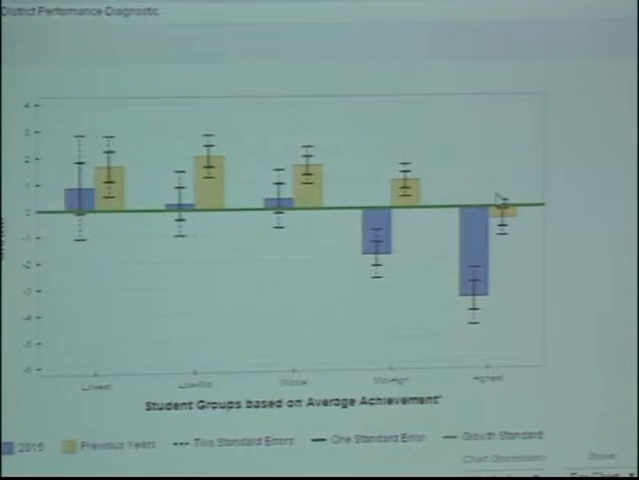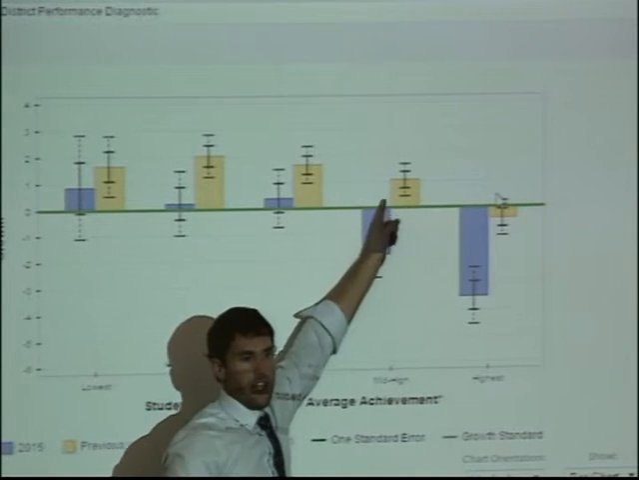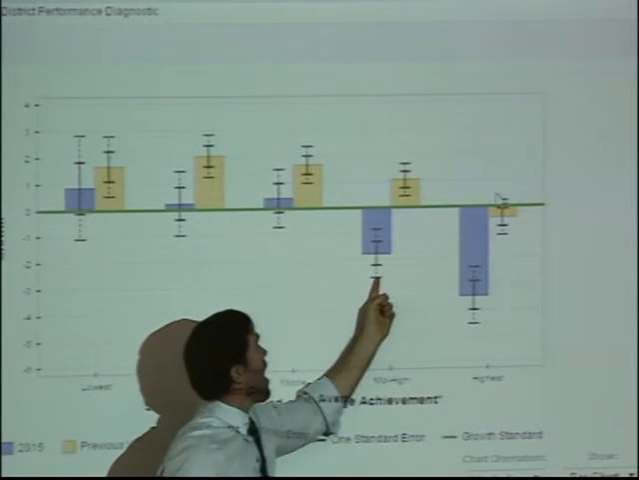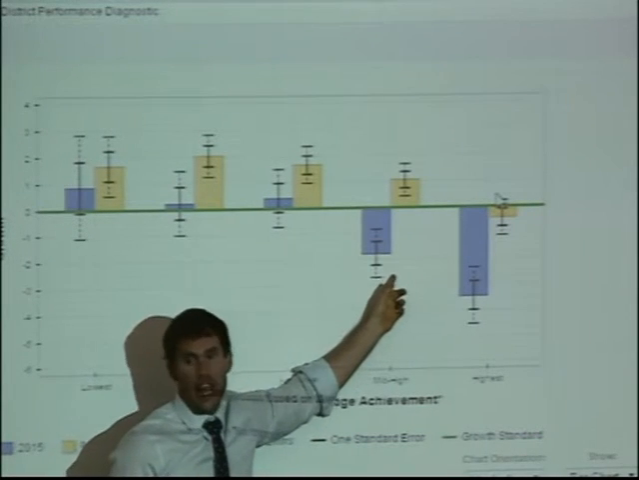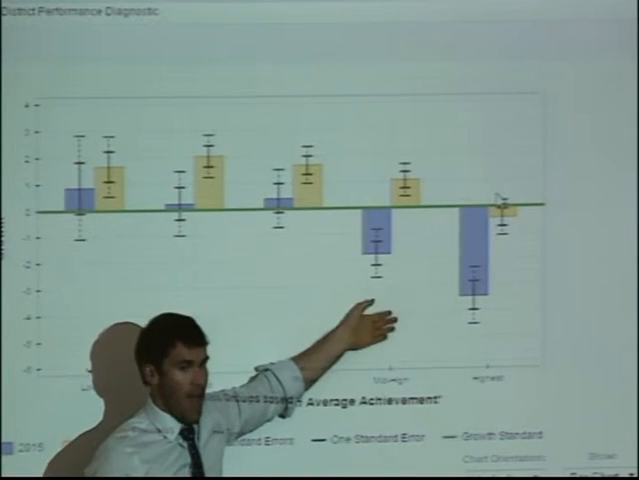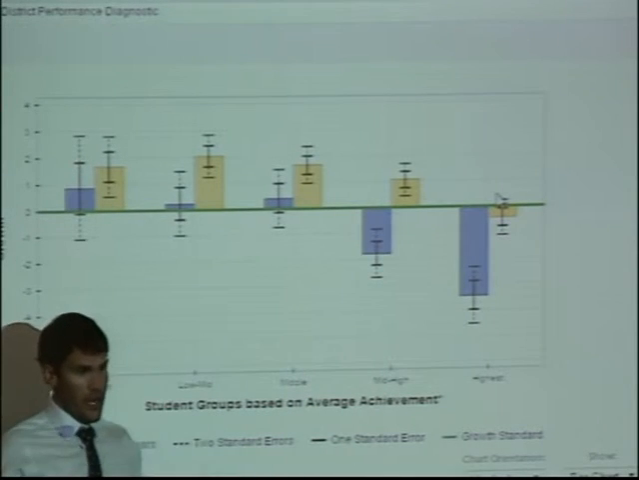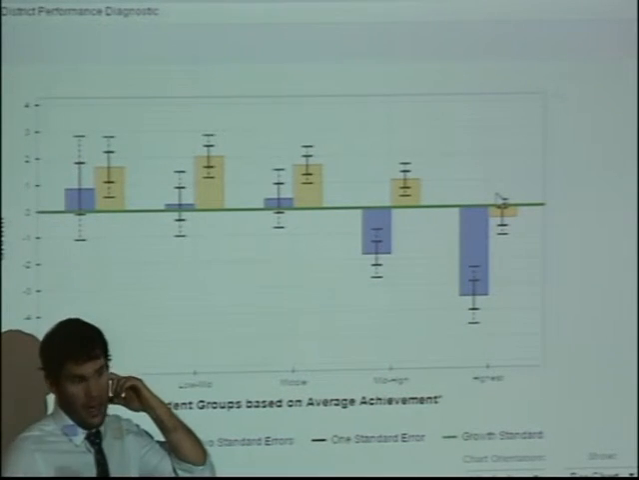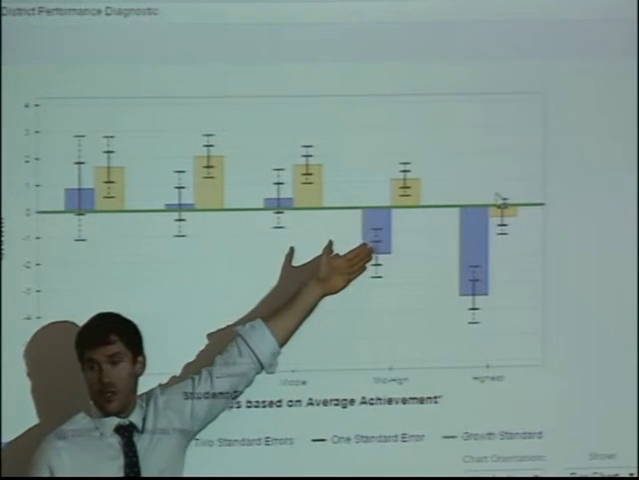A reason this is so important that we talk about the difference between blue and gold is look right here. Previous years, we were exceeding expected growth. And then last year, suddenly, we do not meet expected growth. That's not by chance. That's not dumb luck. Something in the district changed for 5th grade math. Now, this is the entire district. So it's more than likely a resource or curriculum. It's more a programmatic decision. But in your school, that may be a teacher move.